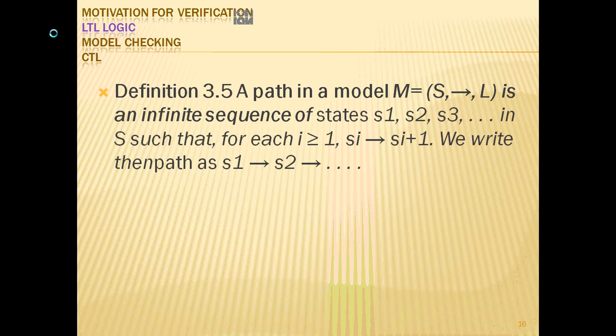Now let's see what is the definition for a path in a model. A path in a model M equals (S, →, L) is an infinite sequence of states s1, s2, s3 in S such that for each i greater than or equal to 1, si → si+1, and we write this path as s1 → s2 → and so on.